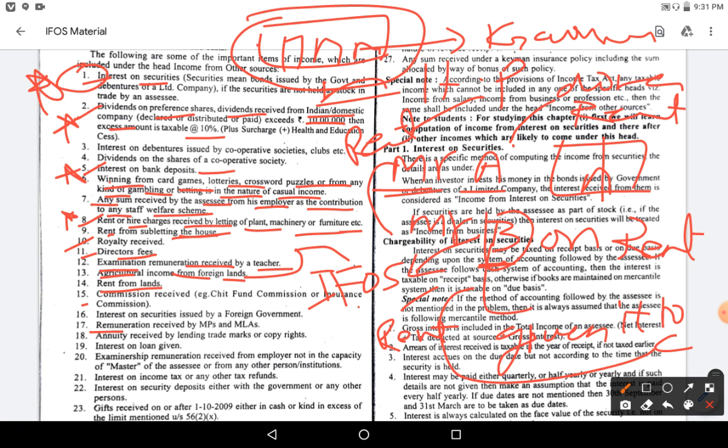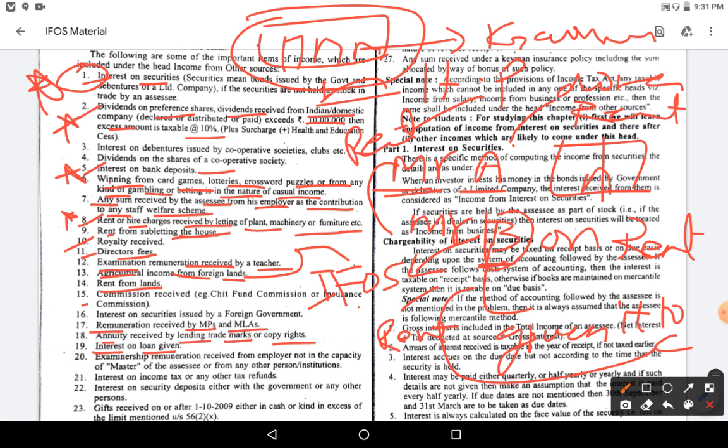Remuneration received by MPs and MLAs. MPs MLAs गवर्नमेंट के एम्प्लॉय नहीं है. Okay, so their remuneration is taxable under income from other sources. Allowances received by MPs MLAs are exempt. Annuity received, that is annuity means here royalty itself. Royalty from trademarks or copyrights is also taxable under income from other sources.